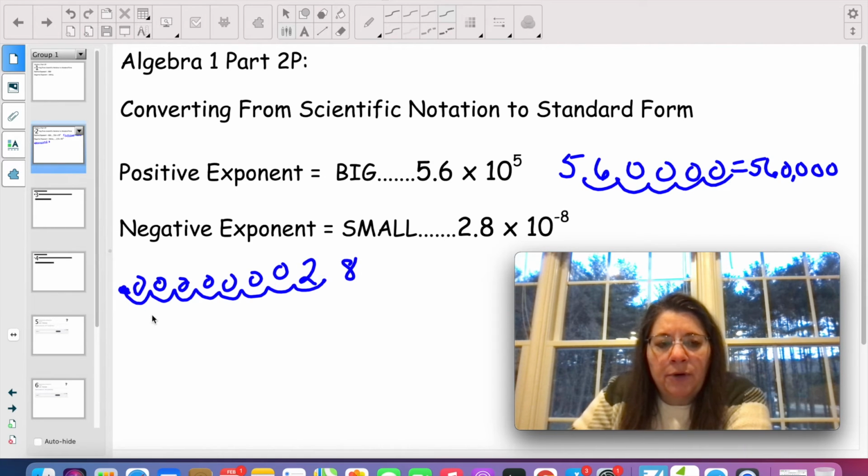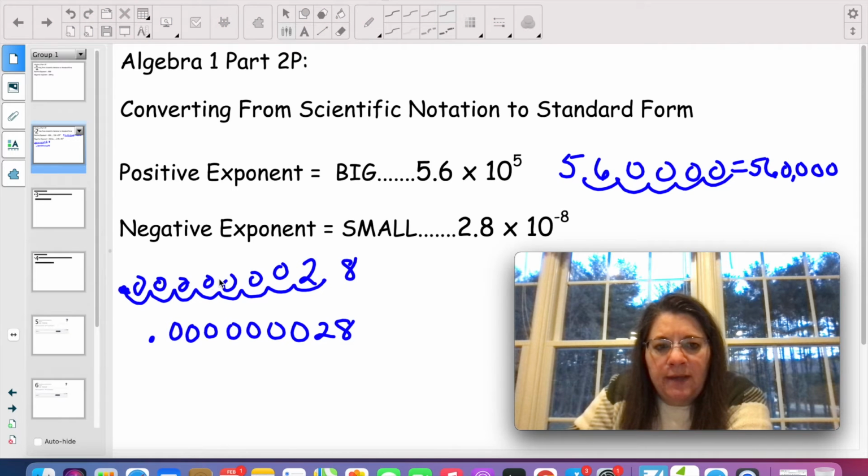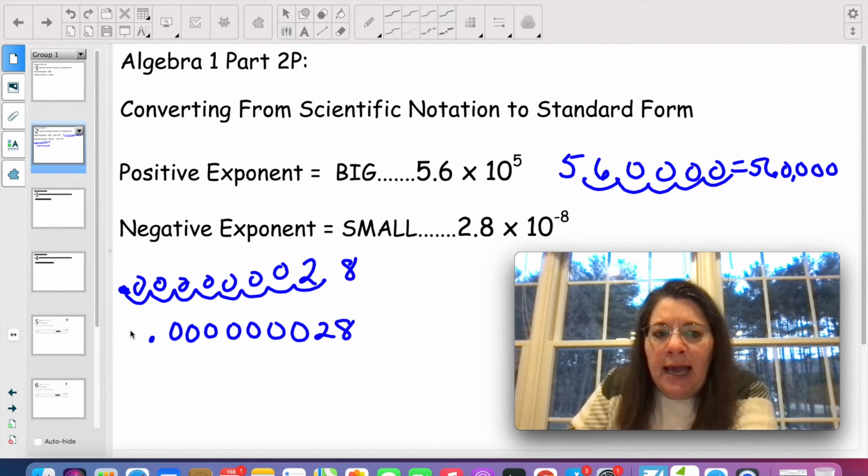So my new number is 0.00000028. For every one of these zeros I added in here, I have to put it here, and now this is a very, very, very small number, a teeny tiny number. And you could put a 0 in front right here if you wanted to, but you don't have to.